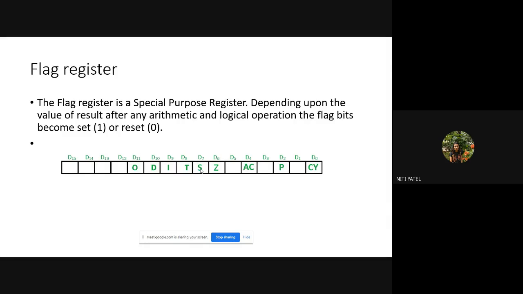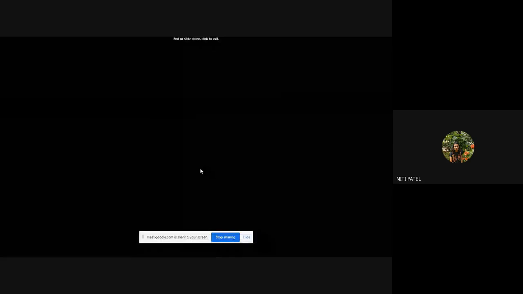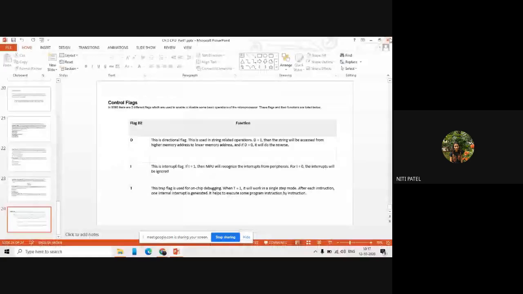And O is for overflow. So if the result has more than 16 bits, then this bit will be set to 1. So with this, we had completed the first part of our CPU architecture.